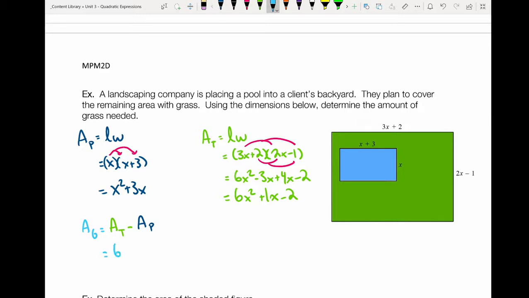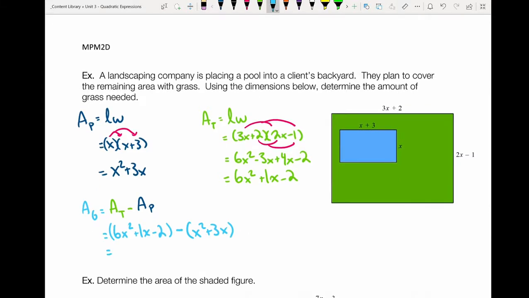So in this case, the total area is 6x squared plus 1x minus 2. And we're going to subtract the area of the pool. So this is going to be a little bit different. x squared plus 3x. Because we're subtracting, I'm going to put brackets around everything because we want to make sure that we're subtracting everything in that bracket. So 6x squared plus 1x minus 2 can stay the same, but we're going to minus the x squared and then minus 3x as well. You could also think of this as an invisible imaginary minus 1, and you're going to distribute that through, so we get the minus x squared and minus 3x.